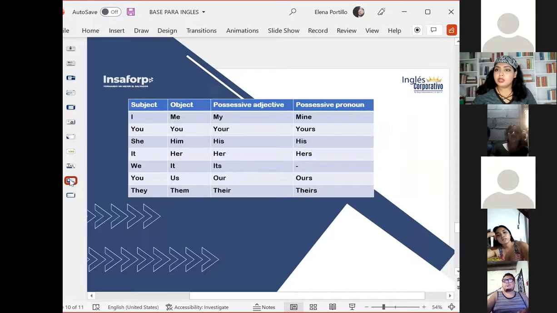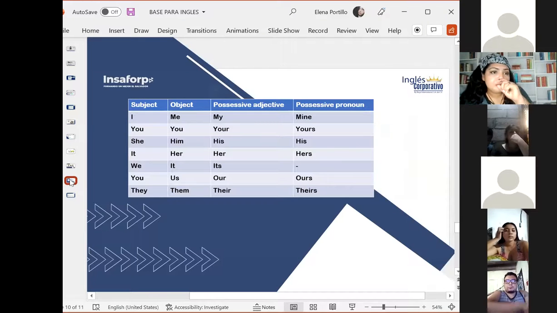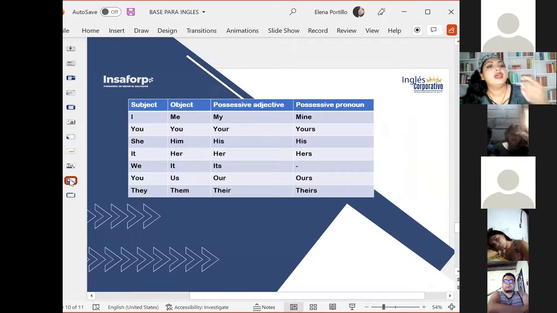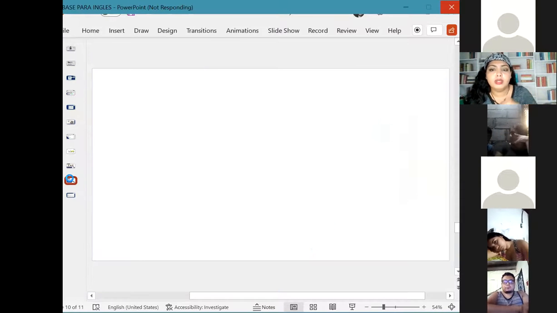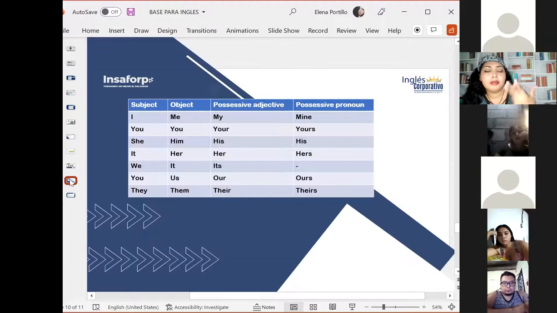Tenemos esta tabla donde vamos a ver, again, the subjects, the objects, the possessive adjectives, and the possessive pronouns. El inglés tiene muchas, muchas cosas en cuales podemos utilizar a veces este mismo tipo de palabras. En este caso, tenemos siempre el sujeto, que es el subject, que son los pronombres, son los mismos pronombres, ¿verdad? Luego tenemos el objeto. It disappeared, but it is again in the screen. Tenemos el object, que es el objeto. ¿A quién se refiere ese pronombre, verdad?